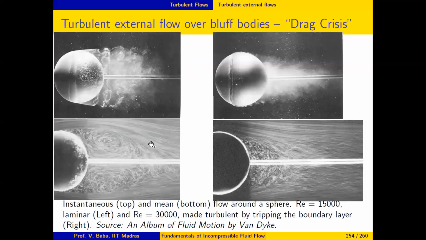Now, let us continue our discussion of external flow on bluff bodies. So here we are looking at flow around a sphere. The images on the left-hand side correspond to laminar cases of the same geometry, and the images on the right correspond to turbulent cases for the same geometry. The images on the top show instantaneous pictures of the flow field, and the images on the bottom show time average or mean components of the flow field.